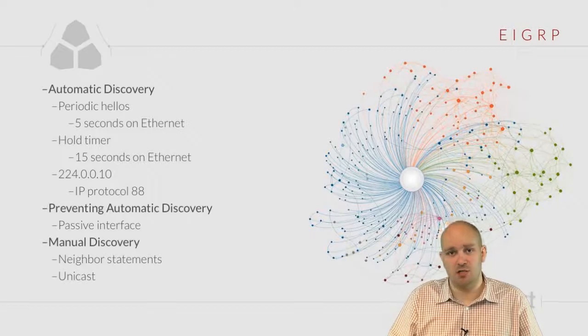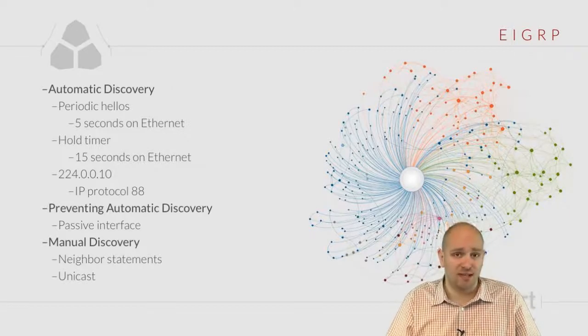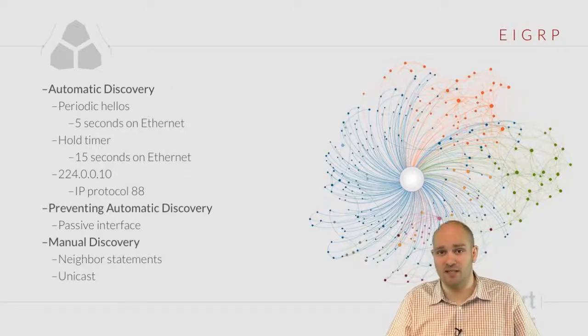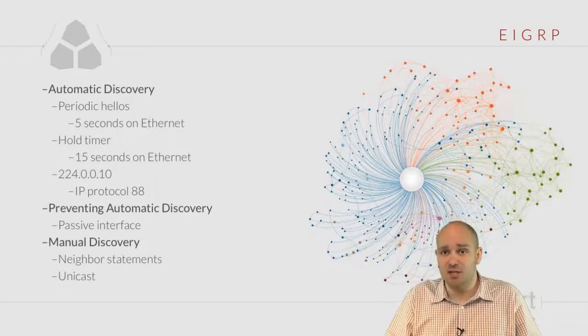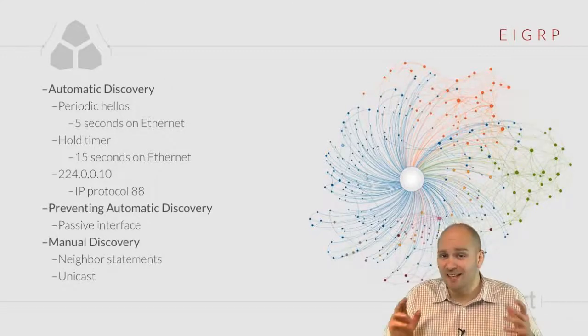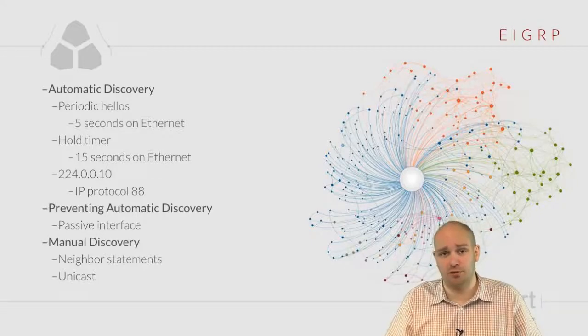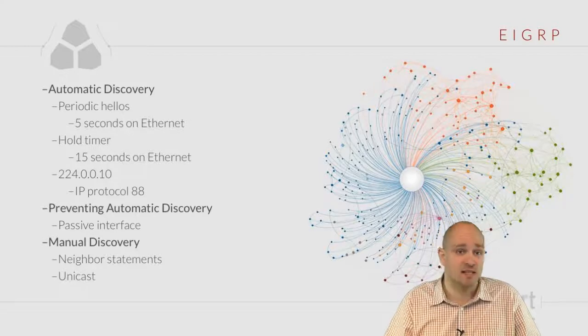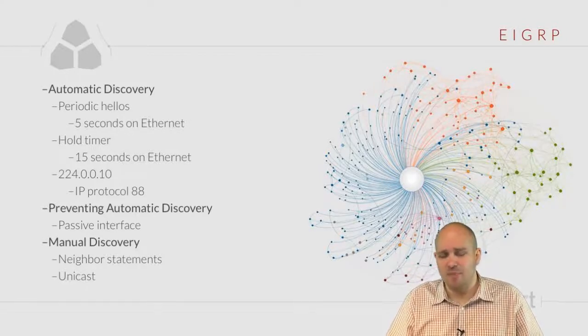These hello messages are sent to the link local multicast destination of 224.0.0.10, and they are not sent as UDP or TCP messages. They are sent with a special protocol type 88, which signifies that these messages are actually EIGRP messages.